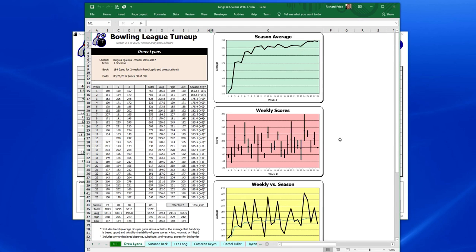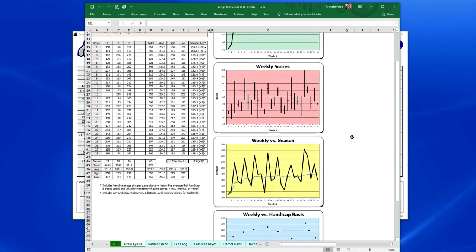Weekly scores is a great way of envisioning volatility. Each week you have a vertical line which depicts the high and low scores for the week. So the longer those lines are and the greater range of scores that those lines cover would be high volatility. Well, in this case, we can see fairly long lines. We can see scores that dip below 140 and go almost to 280. So this graph shows Drew Lyons' high volatility.